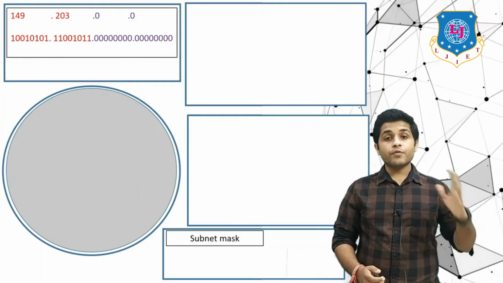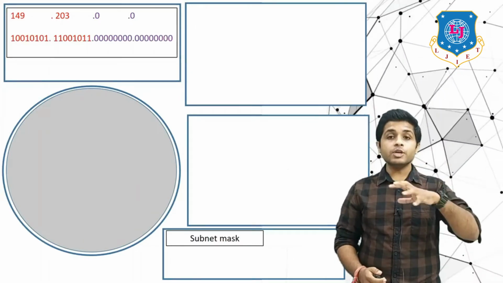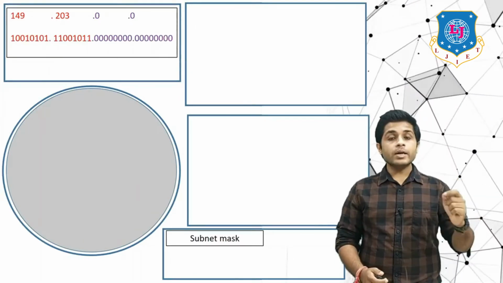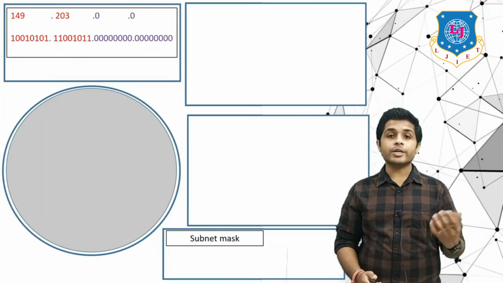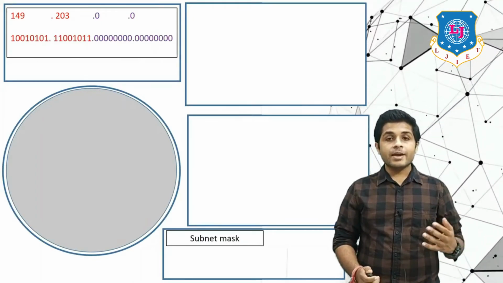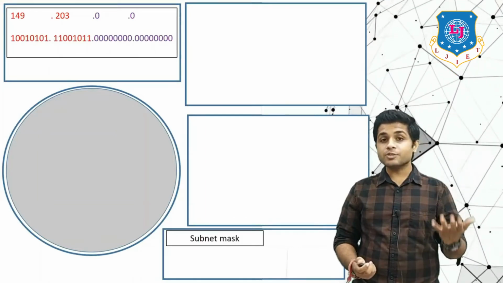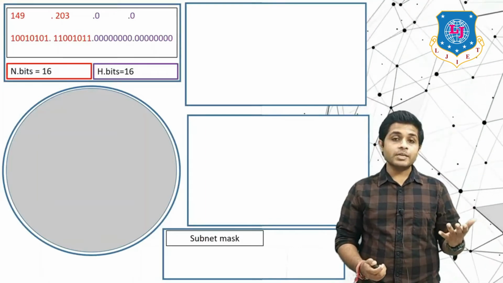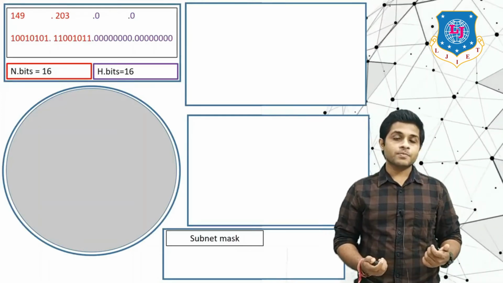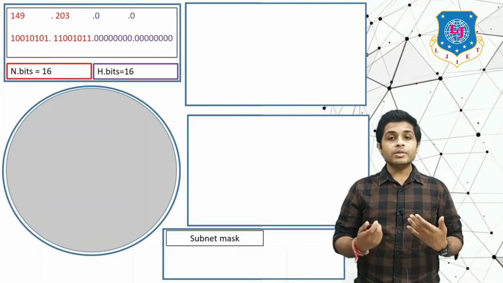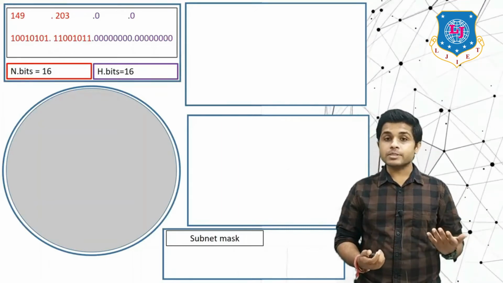From 2 raised to 16 individual class B networks, one network, 149.203.0.0, is allocated to you. We know that this is a class B network, so the first 16 bits are for network and the remaining 16 bits are for host. Right now I want to divide this network into subnets.